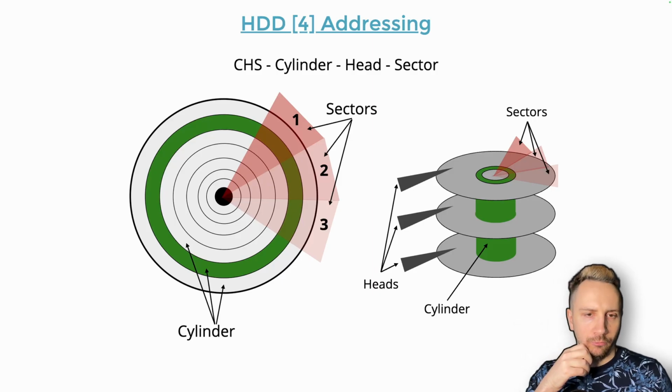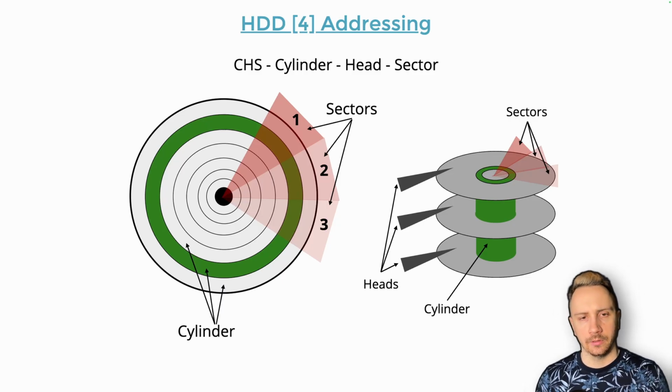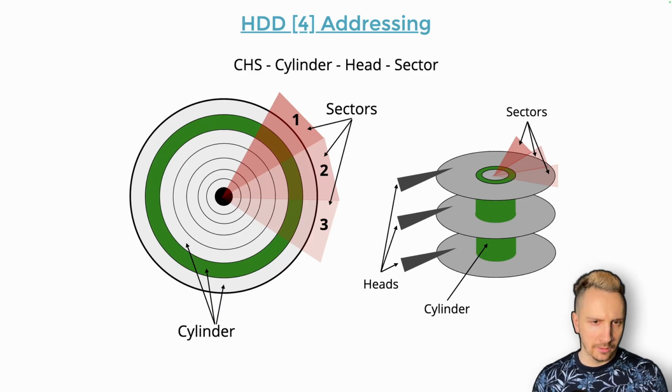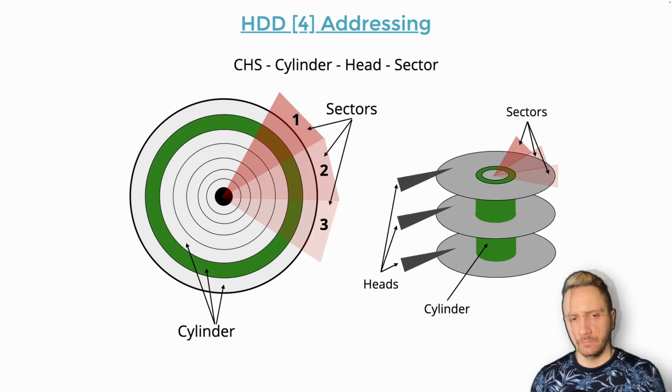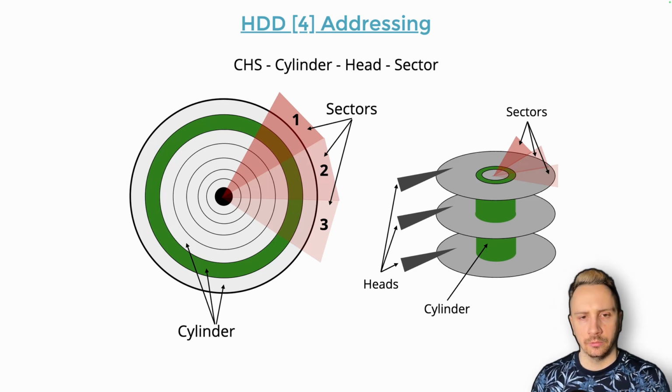The next would be head. It basically means which floor you are going to be reading, because for every floor you will have different reading heads. And the sector is going to be literally a sector on those circles. By those three numbers you can select a segment of bytes on the disks.